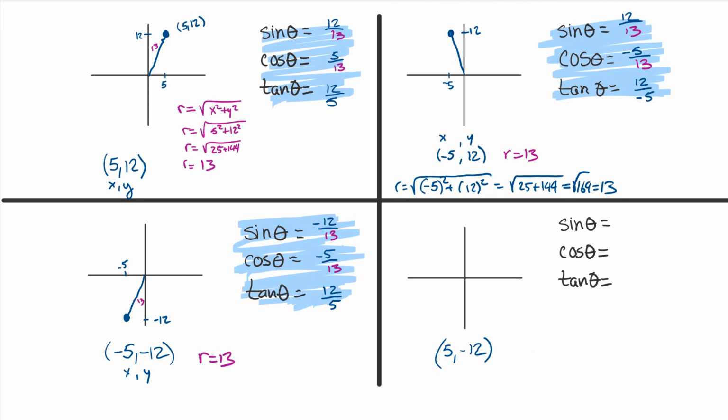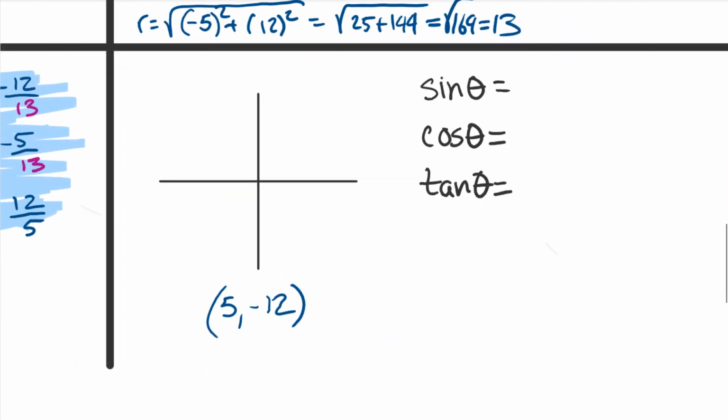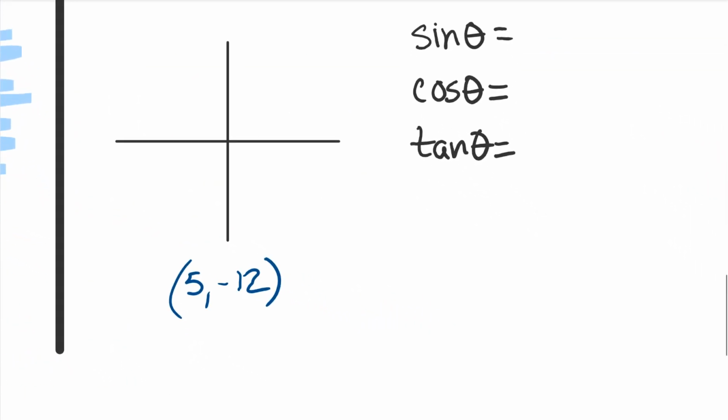Now moving to our next one. We're going to go into the fourth quadrant where we have positive x's and negative y's. Can you figure out what's going to be positive and what's going to be negative? We make our point: 5 over, 12 down, or negative 12. There's that point. Radius is 13, right? We've got our x, we've got our y.